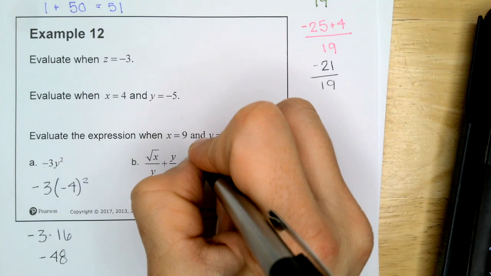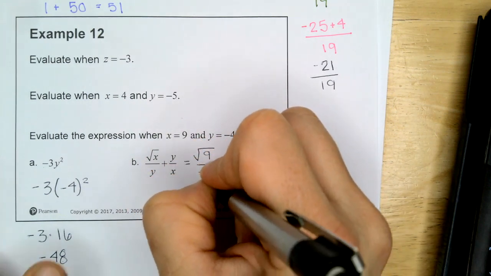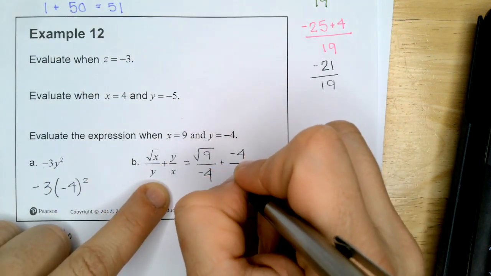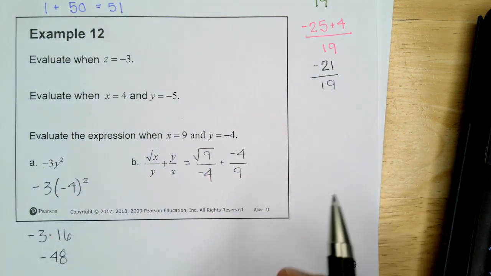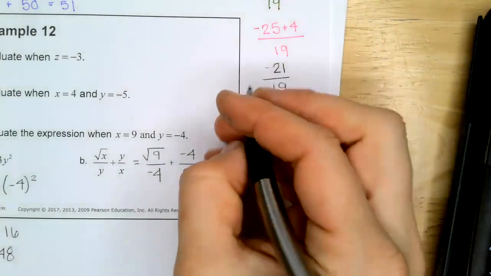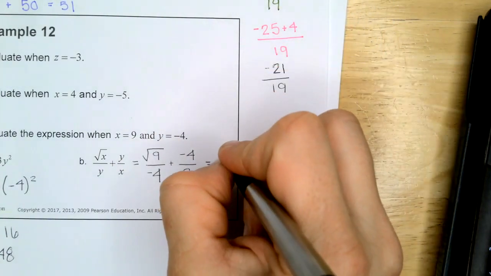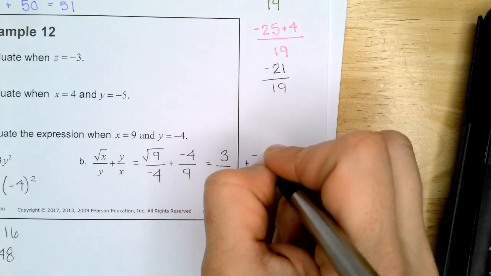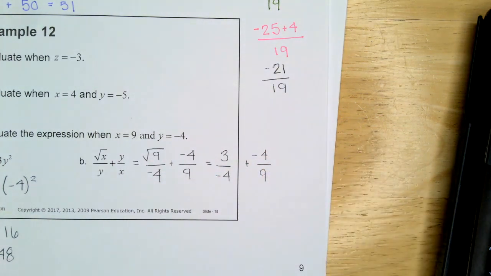The square root of x when x is 9 over y when y is -4 plus that same -4 over an x, but without the radical. Good? Okay, the first thing I'm going to do is the radical. The square root of 9 is 3. 3 divided by -4 plus -4 over 9. Now, all I have is fractions, so all I'm doing is combining fractions, okay?